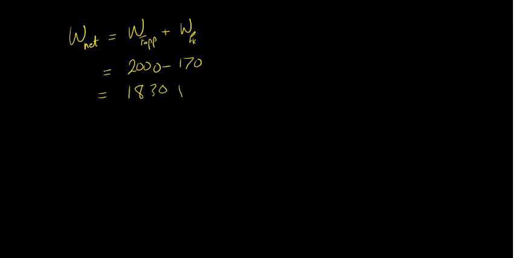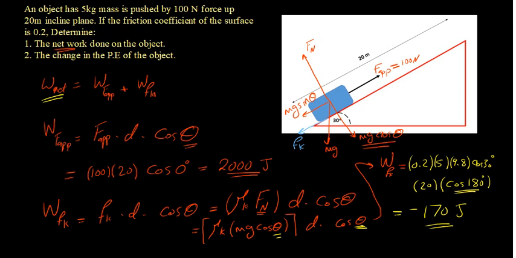So the net work equals, once again, the applied force work plus the work by the friction force, and that will give us 2000 minus 170, total 30 joules. That's how much is the net work done on that object. All right, now let's go to the second part of the question, which is calculating the change in the potential energy of this object.